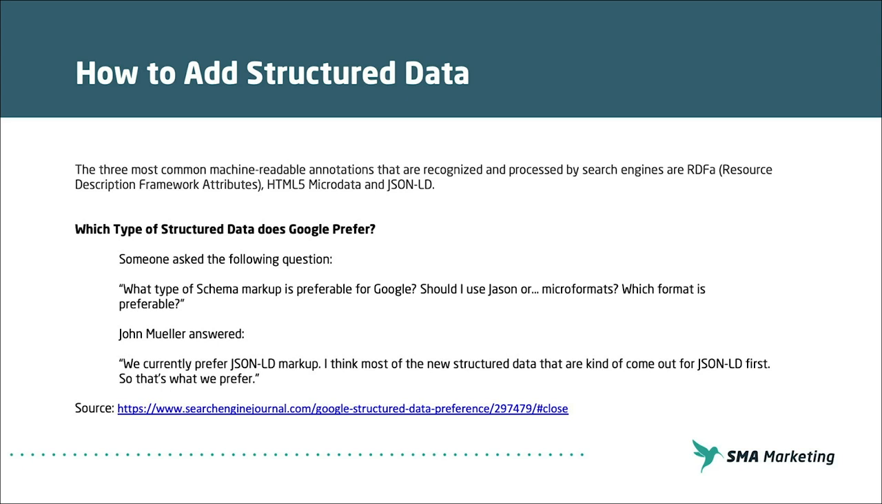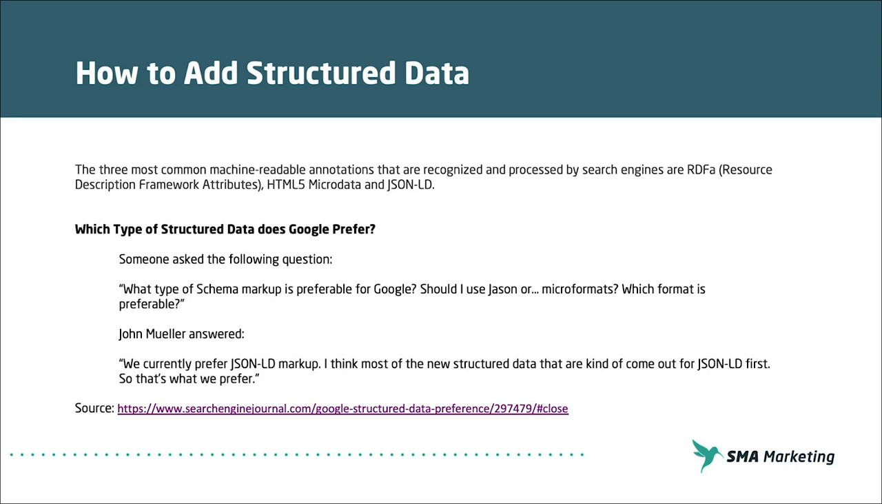So how do you add structured data to your site? Well, there are a couple of different ways you can do this. The three most common machine readable annotations that are recognized and processed by major search engines are RDFa, which stands for Resource Description Framework Attributes, HTML5 microdata, and JSON-LD. Somebody asked John Mueller of Google which type they prefer, and he answered that they currently prefer JSON-LD markup. You can see the source there to read more about this if you're interested. But Google is preferring us to use JSON-LD.